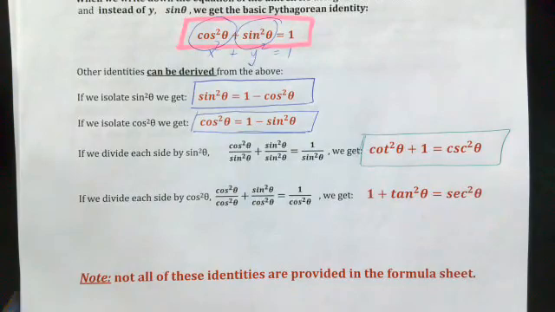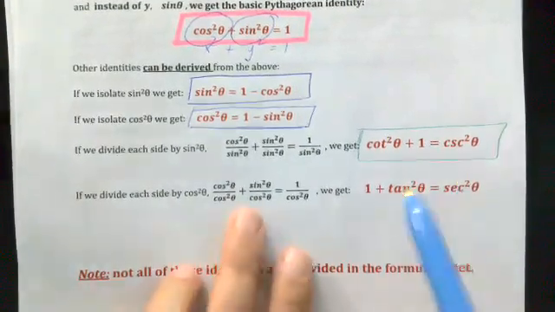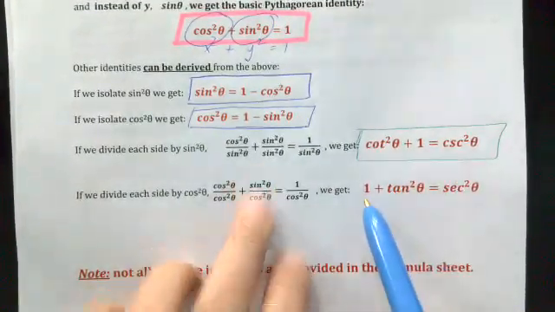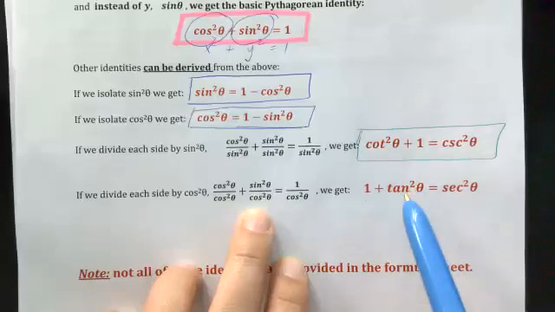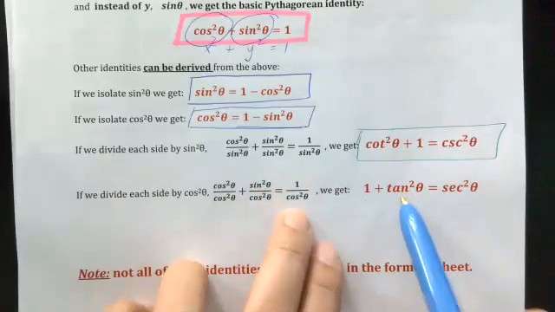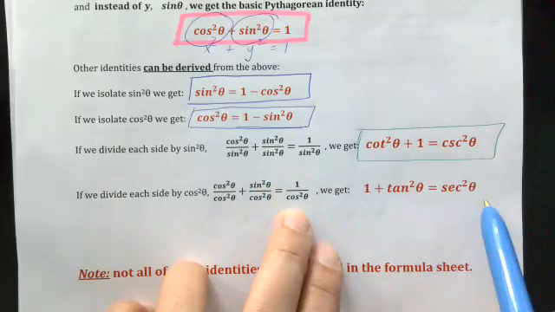And if we divide all of them by cosine squared, we're going to end up with 1 here. Sine over cos is tangent. We're going to square it, so tangent squared theta. 1 over cos is secant, so secant squared theta.